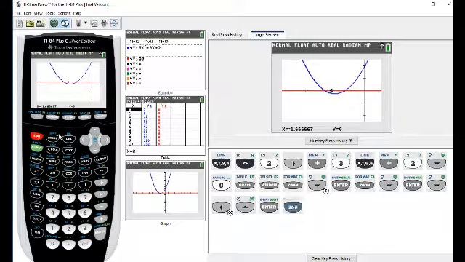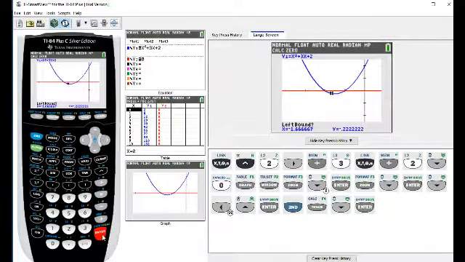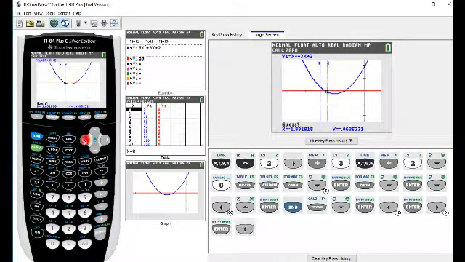Now use the second and the calc menu to find the zeros. Go to 0 and left of the 0. Enter. Go a bit right of the 0. Enter. And try to get as close to the 0 as you can. And hit enter. So the 0 is -2, as we can see here.